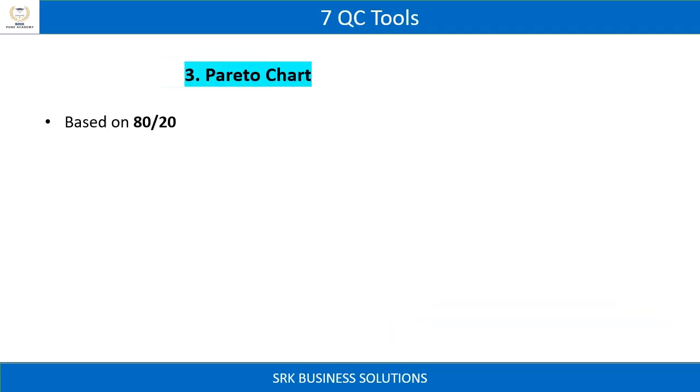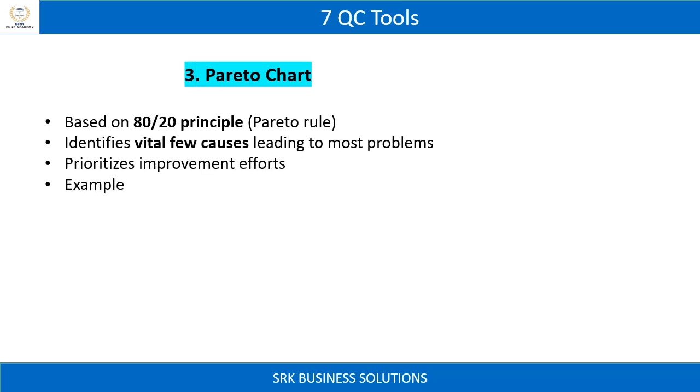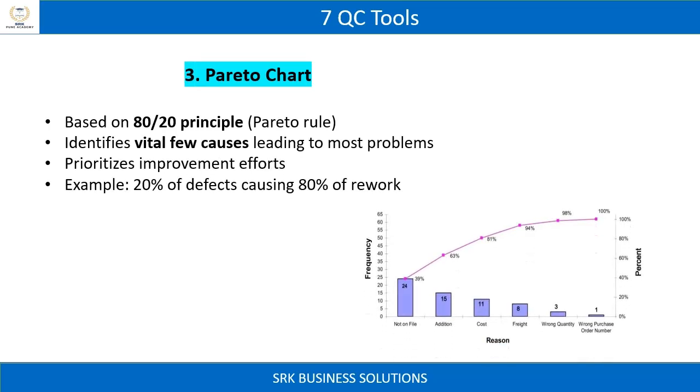The third QC tool, Pareto Chart, is based on the famous 80-20 principle. It shows that about 80% of problems are usually caused by 20% of the factors. This chart arranges problems in descending order of frequency or impact, helping us focus on the vital few issues rather than the trivial many. For example, if rework is caused by 10 different types of defects, the Pareto chart may reveal that only 2 or 3 of those defects account for the majority of rework. This prioritization ensures that resources are spent where they matter most.